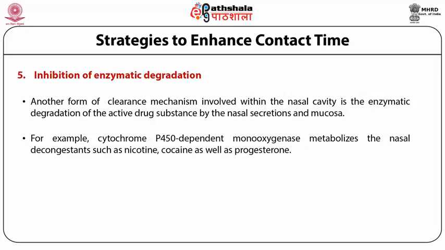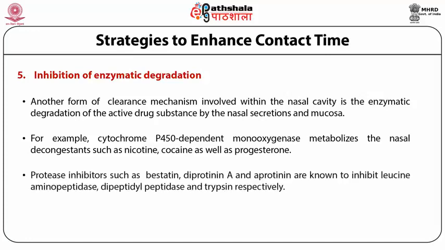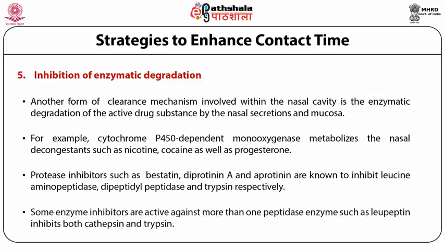For example, cytochrome P450 dependent monooxygenase metabolizes nasal decongestants, as well as nicotine, cocaine, and progesterone. Protease inhibitors such as bestatin, diprotin A, and aprotinin are known to inhibit leucine aminopeptidase, dipeptidyl peptidase, and trypsin respectively. Some enzyme inhibitors are active against more than one peptidase enzyme, such as leupeptin, which inhibits both cathepsin and trypsin.